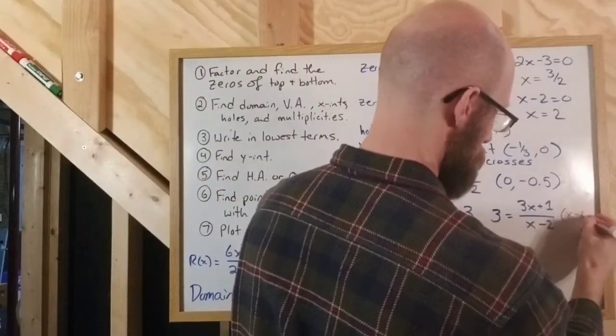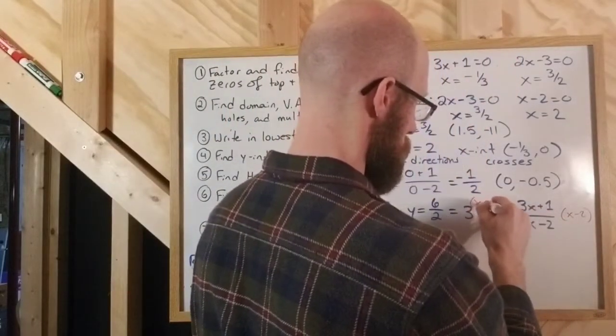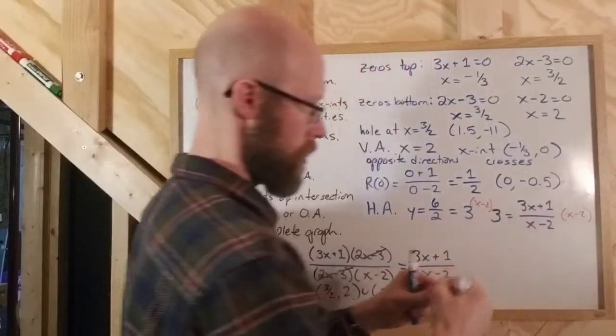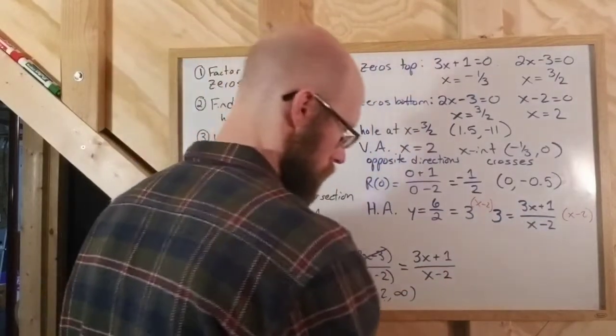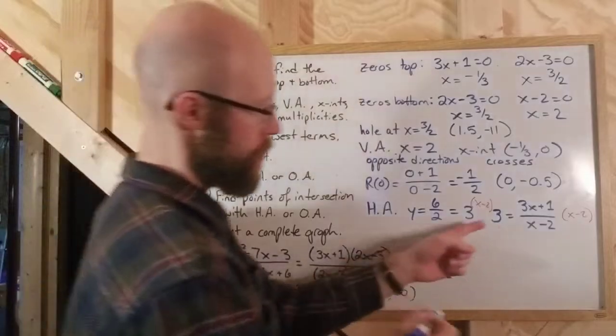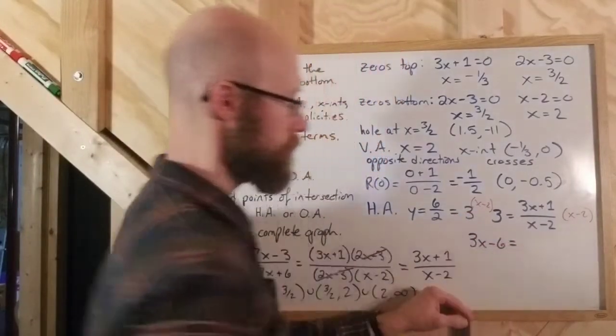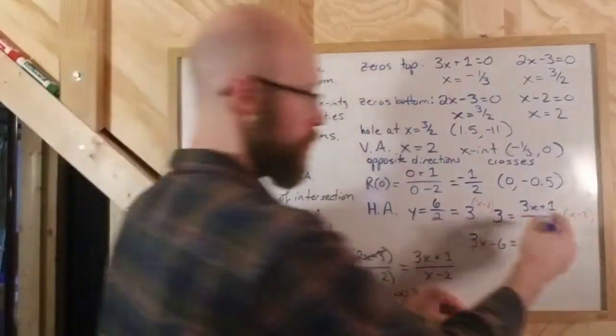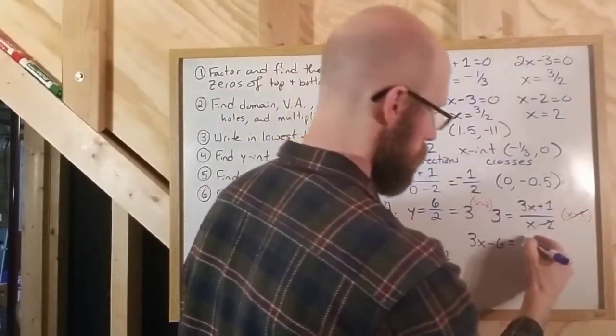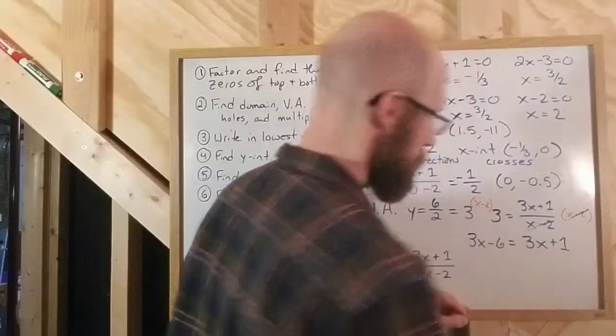So multiply this side by x minus 2. Again, I'm getting a little tight on space. So I get 3 times x minus 2. Well, that's 3x minus 6 if I distribute it. And on the right, the x minus 2's cancel, and I get 3x plus 1.